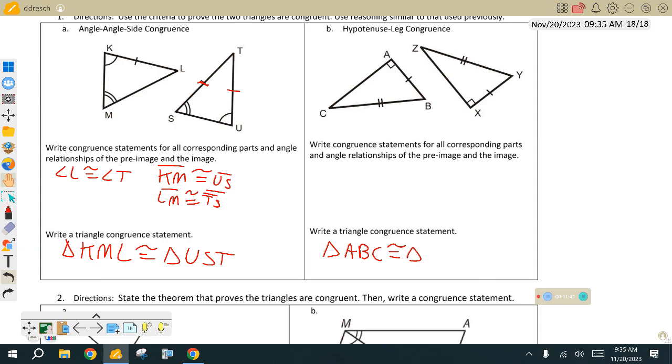A goes with what? A goes with X, and B goes with what? And C goes with, okay?